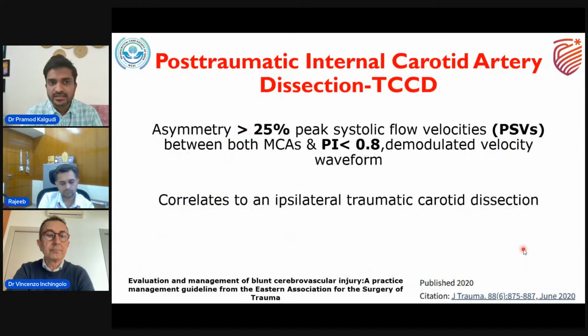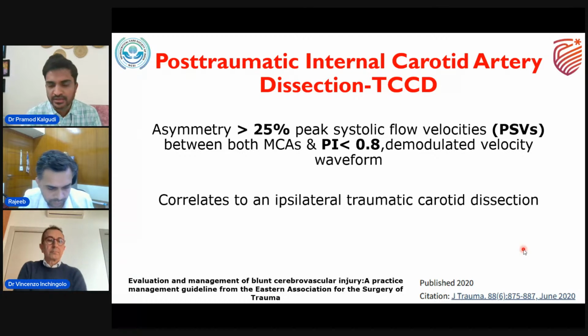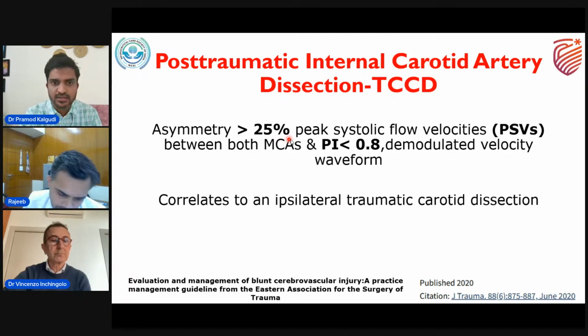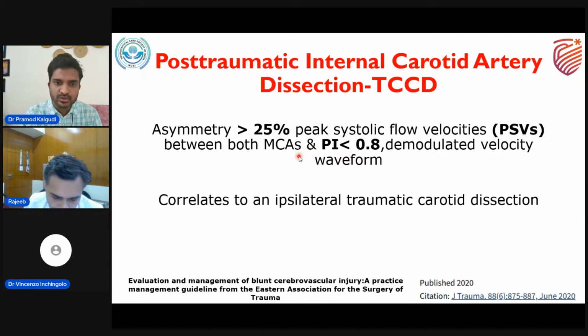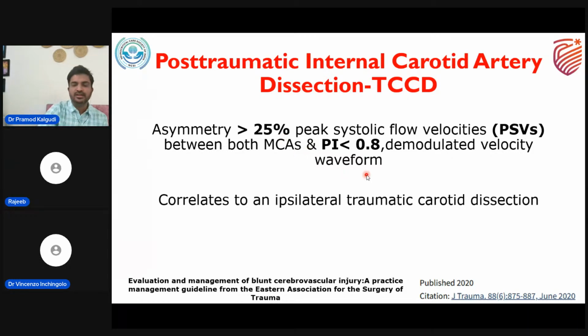When we look at using TCCD to diagnose post-traumatic internal carotid artery dissection, it has been advised by the Eastern Association for the Surgery of Trauma guidelines to screen patients whenever we suspect a blunt trauma. And they have gone on to say that if there is any asymmetry between the peak systolic velocities of both MCAs of more than 25%, and if you see a pulsatility index of less than 0.8, and if there is a dampened velocity waveform, that correlates well with ipsilateral traumatic carotid dissection.